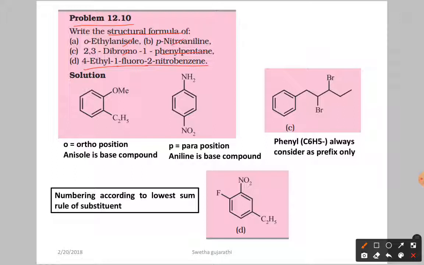Okay, they are asking about the structures. So in the exam they may ask the name and they are asking for the structure, or sometimes they will give the structure and you have to write the name. So they may ask both. Let us see the structure now. First what we have is ortho-ethylanisole.